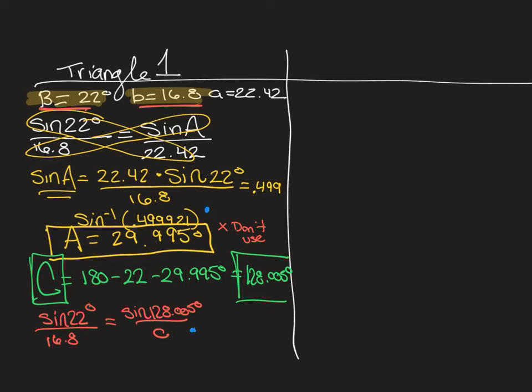So when I cross multiply, you should get 16.8 times sine of 128.005 degrees, all divided by sine of 22 degrees, and this is going to give me little side C. So I'm going to go ahead and type that in my calculator. Control divide, 16.8 sine of the 128.005 degrees over sine of 22 degrees. And you found out that little side C is 35.338.